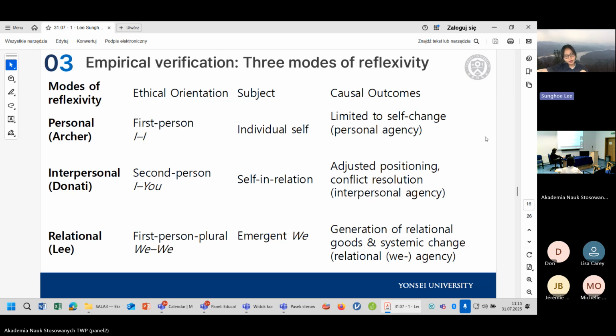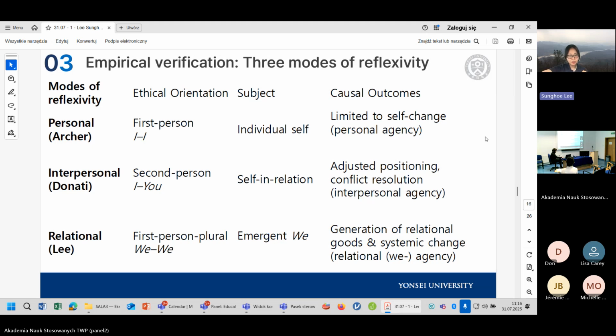In contrast, through theoretical retroduction and this empirical corroboration, I could confirm that first-person plural ethics, we, is the ontological and ethical foundation of genuine relational reflexivity. This definition decenters the individual I and reconceptualizes relational reflexivity as a relational property of emergent we subjects, co-constituted through shared orientation toward relational goods. Crucially, only relational reflexivity can generate we subjects, whereas personal and interpersonal forms cannot, empirically validating the CRRI model's claim that social relations possess their own causal powers.